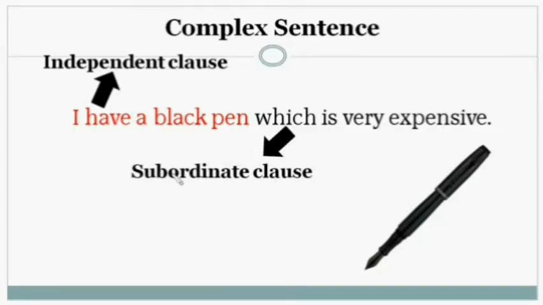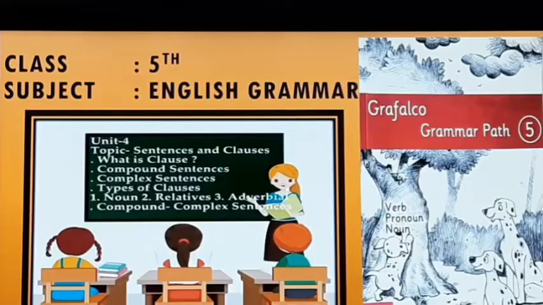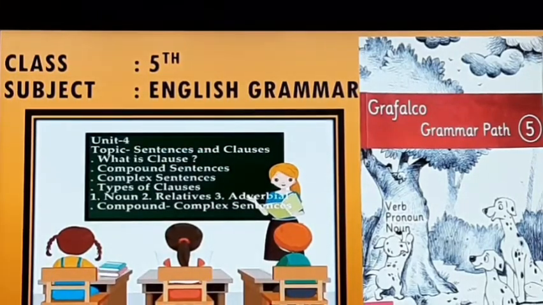So ये subordinate clause है. So हर complex sentence में एक independent clause रहता है और एक dependent clause रहता है, और dependent clause main clause के ऊपर dependent होता है. Okay, have you watched the video? Yes, in this video we learn about the complex sentences.